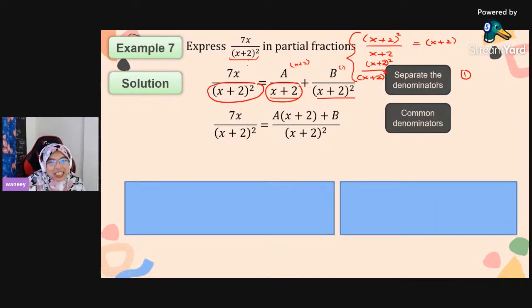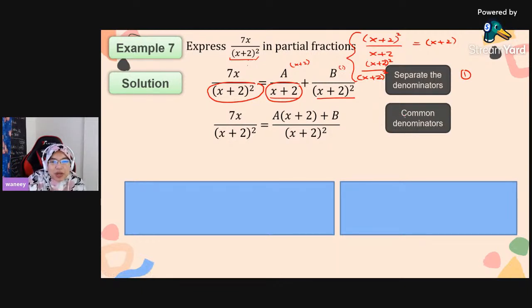Alert, everyone. When you separate your denominator, they must be correct. They must be in the correct format or the correct form. So that means if you have a repeated linear, they should look like this. If you have a distinct linear, they should look like the previous one. So you must separate them in a correct way. Separating the denominator must be correct first. If you get this one wrong, everything else is wrong.